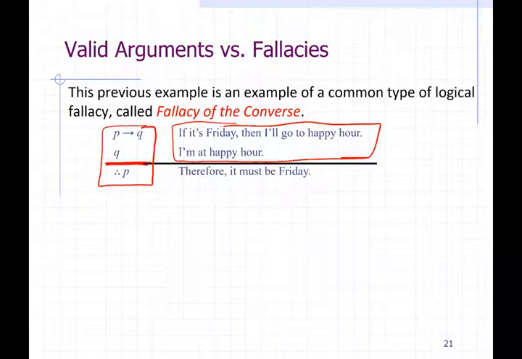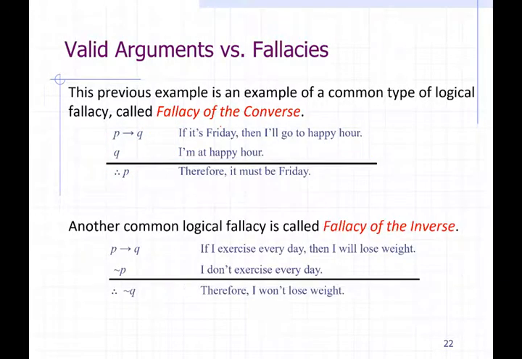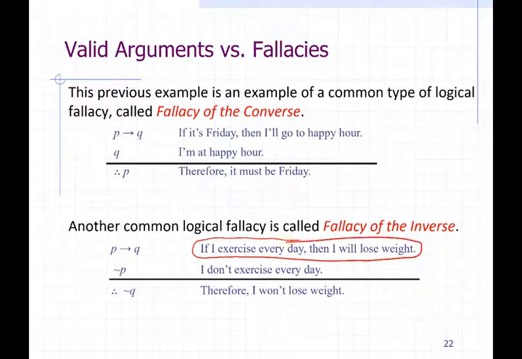All right, there's another common form of an invalid argument, and that's called the fallacy of the inverse. If I exercise every day, then I will lose weight. Let's look at this. If I exercise every day, then I will lose weight. Does that mean that the only way to lose weight is to exercise every day? No. I mean, I could stop eating and I'll lose weight.